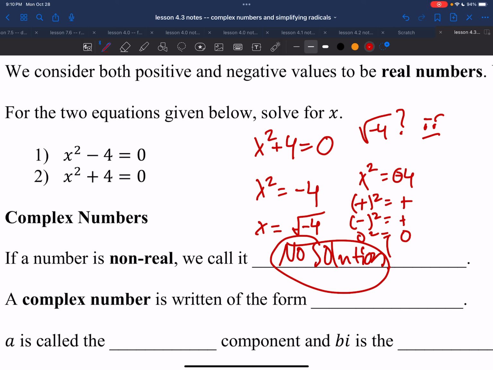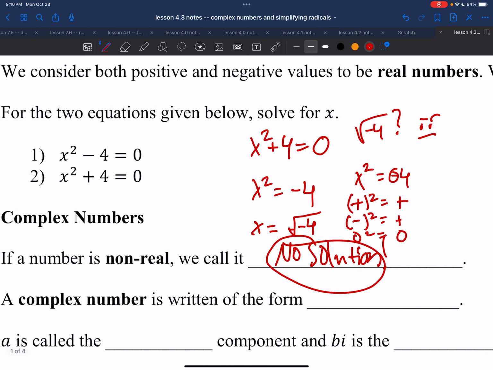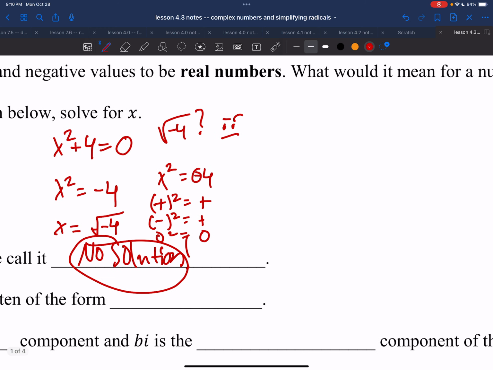And I say, actually, there is an answer. There is something. Yeah? And the answer is square root of negative 4. Actually, that is the answer, right? You say, what? But you can't take the square root of negative 4. And I say, yeah. I guess.